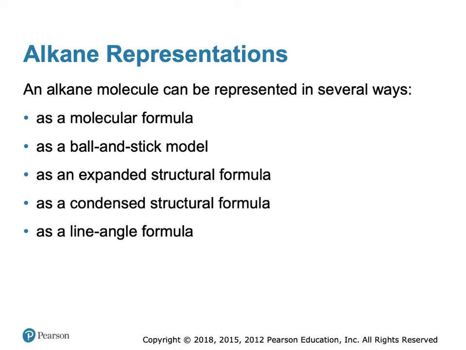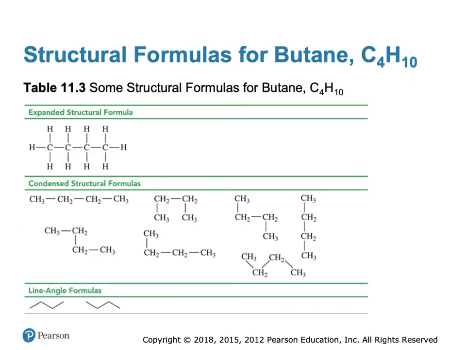We can also use a ball and stick model. We can use an expanded structural formula where we show every bond. We can do a condensed structural formula where we only show the bonds to carbons and we have the number of hydrogens indicated by a subscript, or we can use our line angle formula. So this table is showing you the different structural representations for butane, which is C4H10.